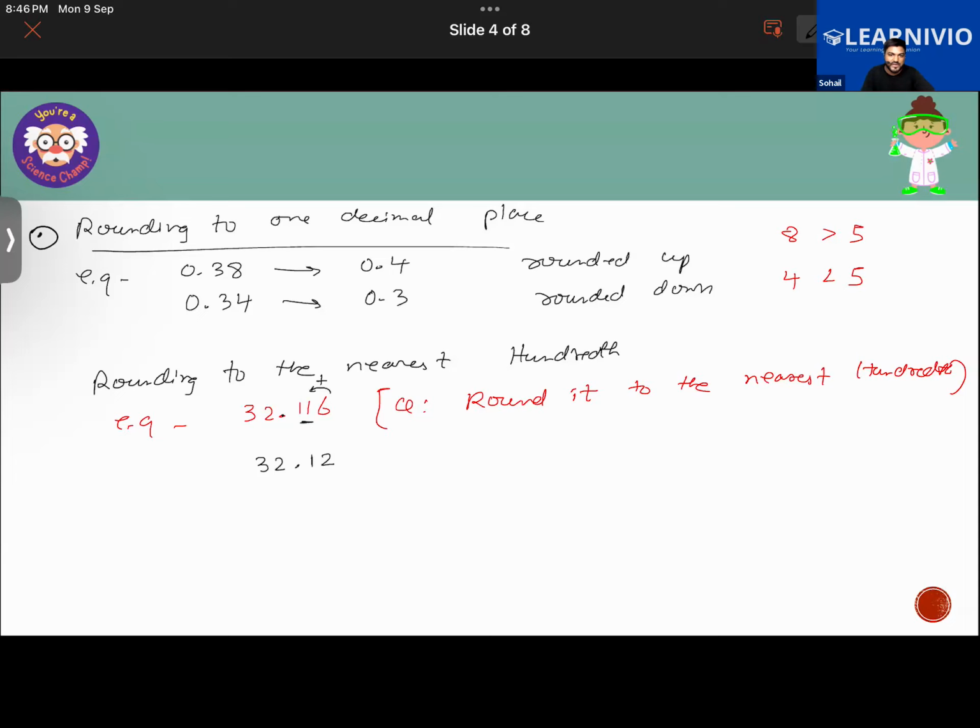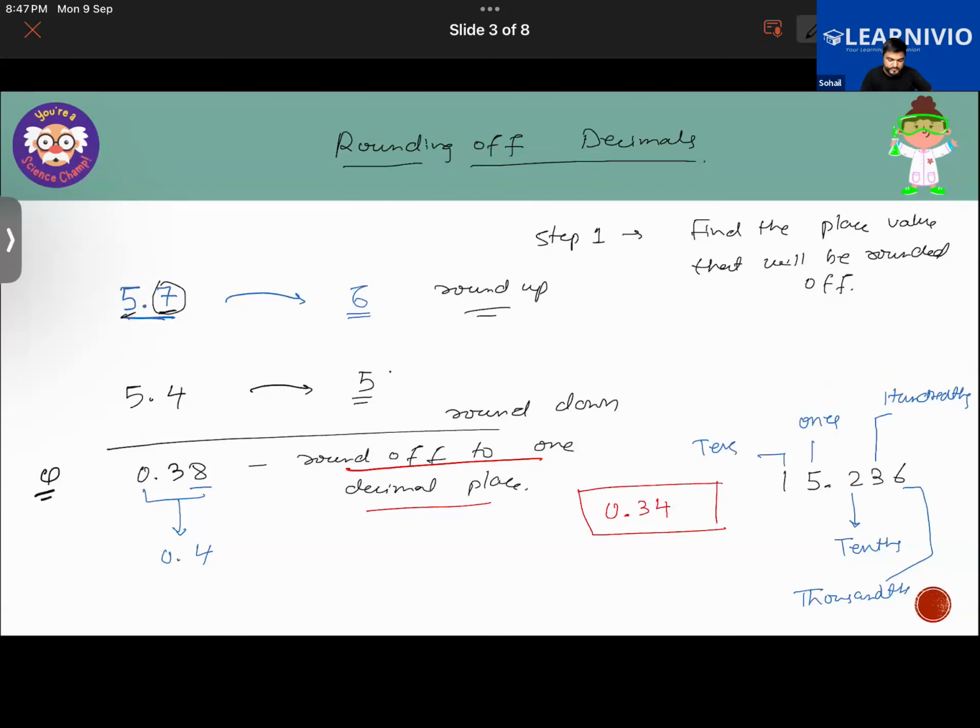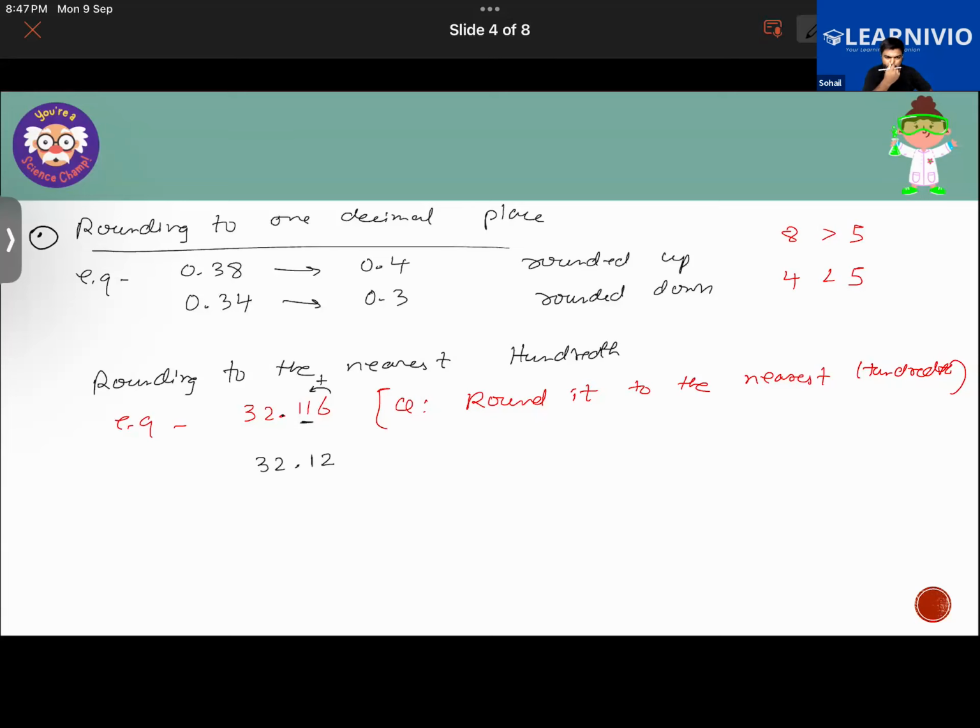Okay, now. The question was to round off to the nearest hundredth. Sumaya says that in 32.116, the second one is the hundredth place. Yes, at the hundredth place. Because we do not count the 3. Which 3? You're talking about this 3.